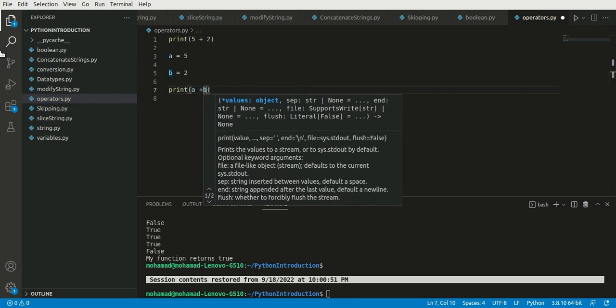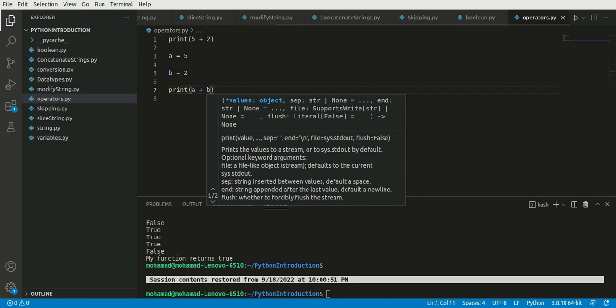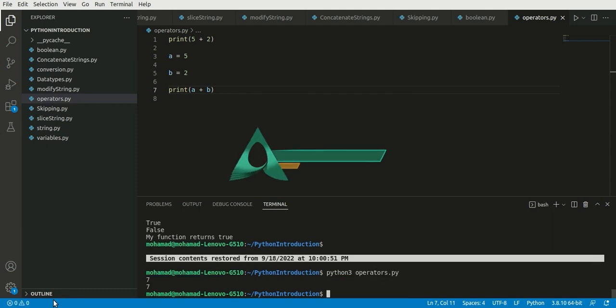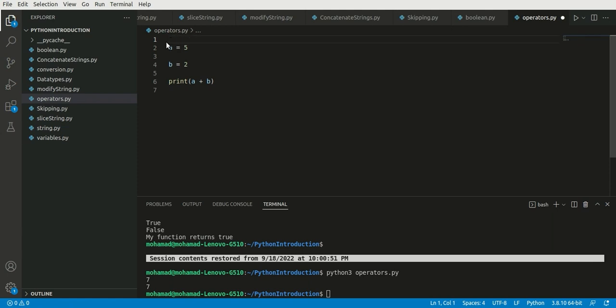and also let's print the results by running python3 operators.py. And as you can see, both of them are going to show you the same result. So let me just delete the first one.